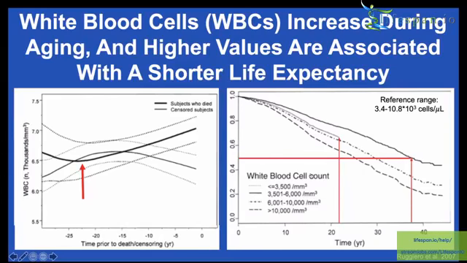Lower than 3,500 are actually the worst on the list. They only live 22 years. So making sure that your white blood cells are in this range, I mean, that's a 15-year difference in life expectancy. It's a big deal.